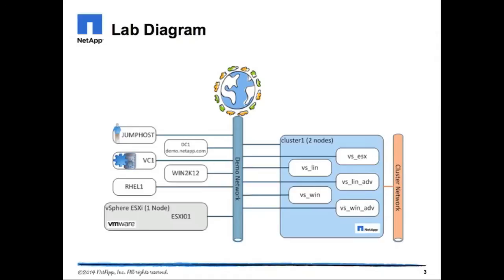Our lab today is we're going to be RDPing into a jump host running Windows 2008. We'll also have a Windows 2012 server that we do the majority of our work on. That all plugs into a demo network. We also have a 2-node Data ONTAP cluster set up. We're running 5 vServers, and all of these vServers are connecting into a cluster 10 gig dedicated network on the back end.